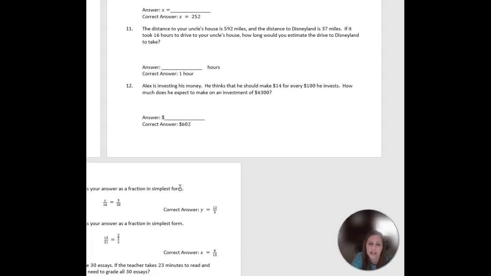Okay, let's try 11 and 12. You have to write a proportion here. And what is uber important is that your units on the top have to match your units on the bottom. So for number 11, you're talking about driving to your uncle's house. It's 592 miles, and the distance to Disneyland is 37 miles. If it took 16 hours to drive to your uncle's house, how long would it take you to drive to Disneyland? Okay, so we're going to set up a proportion.